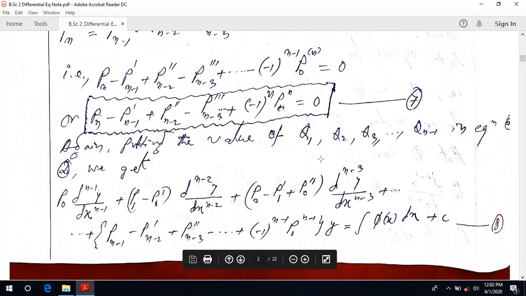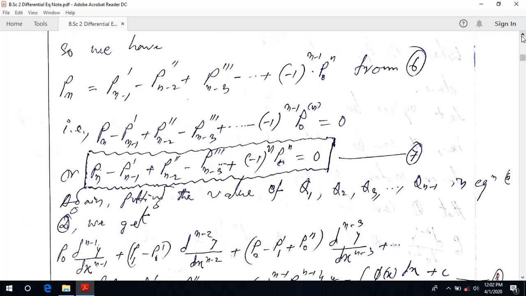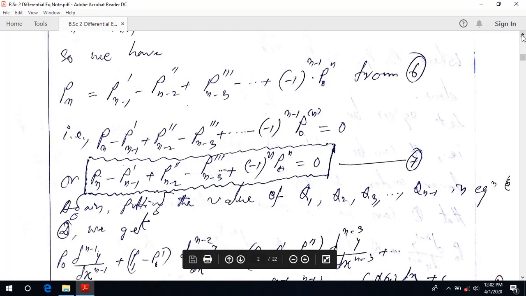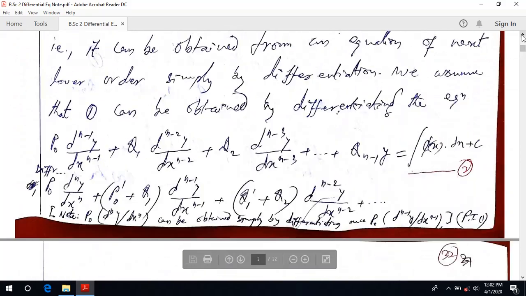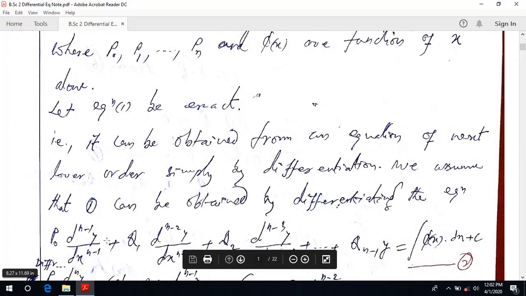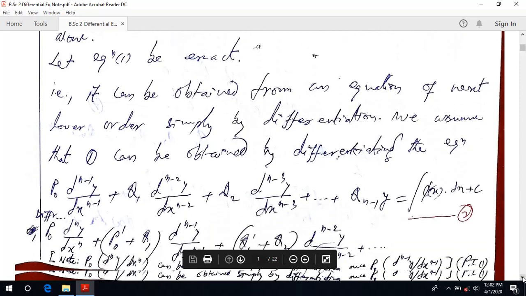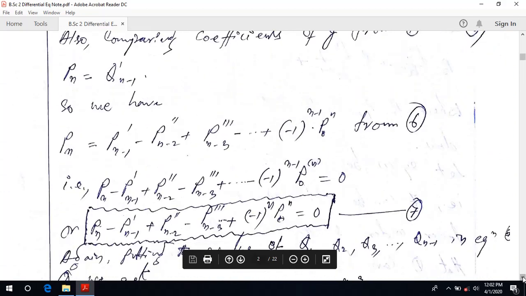Again, by putting the values of q1, q2, q3, qn in equation 2. So we have all the values of q1, q2, qn. This we have already obtained. So putting the values of q1, q2, qn in equation 2. What is equation 2? This is equation 2. So we have to put the values of q1, q2, qn in this equation. Finally, we get the relation, the final equation.